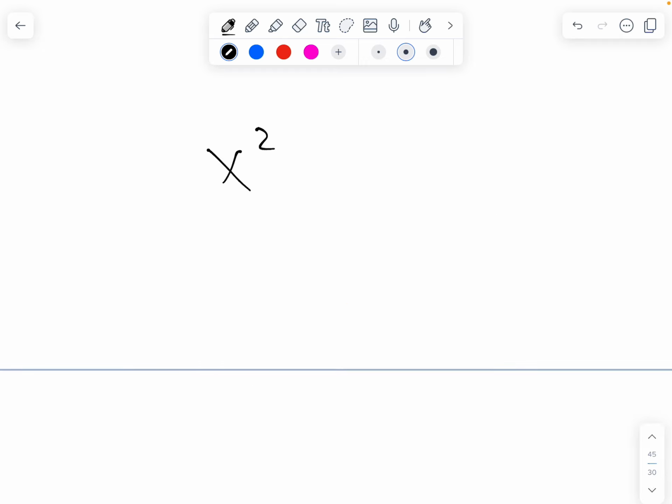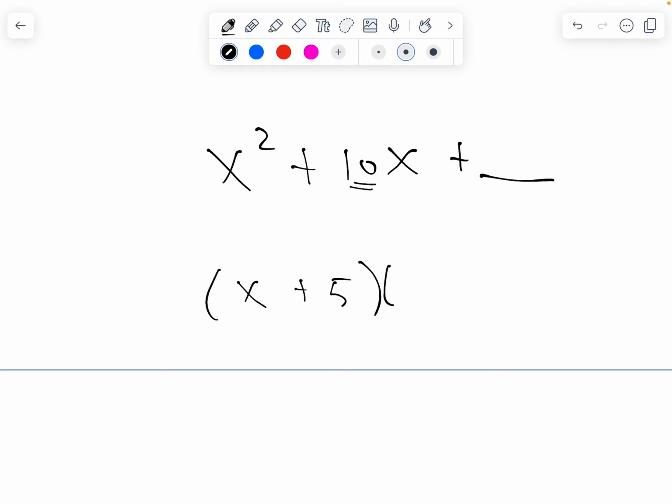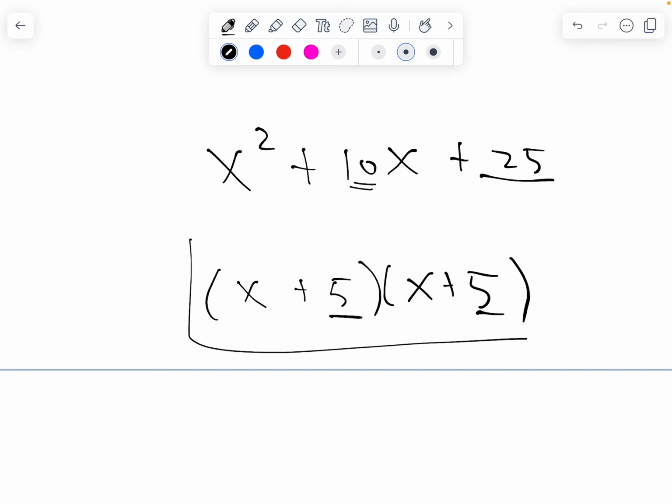Okay, let's try this one. Let's say we have x squared plus 10x plus, what would you need to be a perfect square there? Well, remember, it's half of 10, so half of 10 is 5. And now you have 5 times 5 is 25. So x squared plus 10x plus 25 is a perfect square because you can write it as x plus 5, x plus 5. The square root of this number and also half of this number. If the square root of that and half of that is the same number, that's a perfect square.